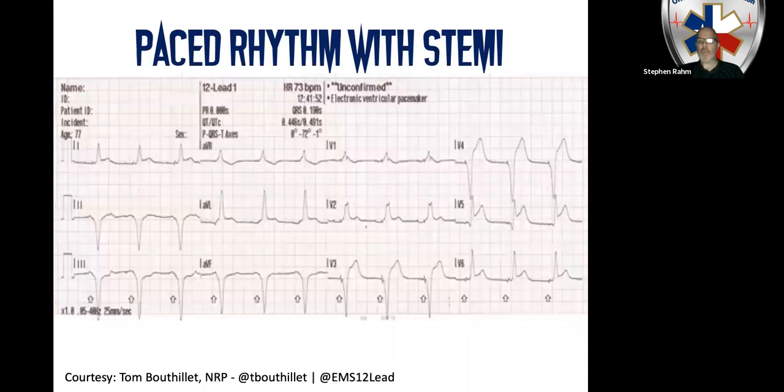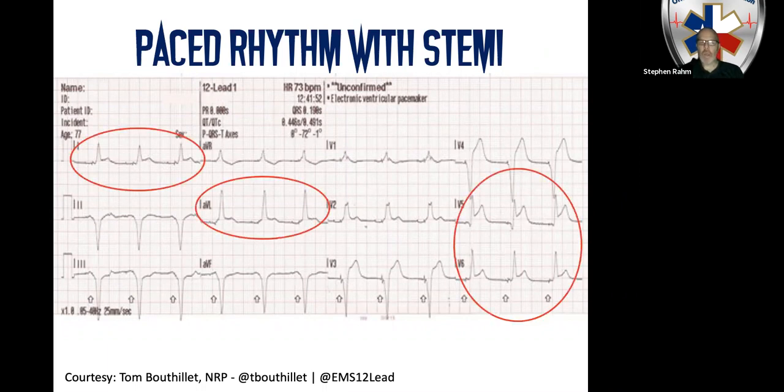Here's another paced rhythm. So we're going to follow the same path. We're going to look for any leads that are showing concordant ST elevation. And you can see that there are multiple leads: lead 1, AVL, V5, V6. You see that your QRS complexes are going up and your ST segments are also going up in all 4 of these leads. And again, this was also a confirmed STEMI.